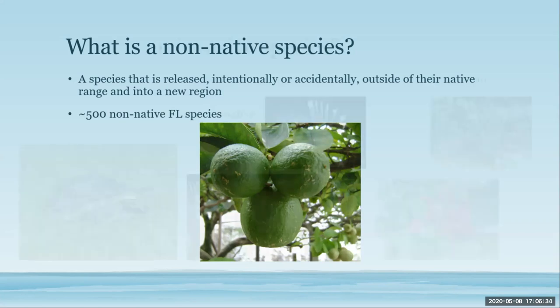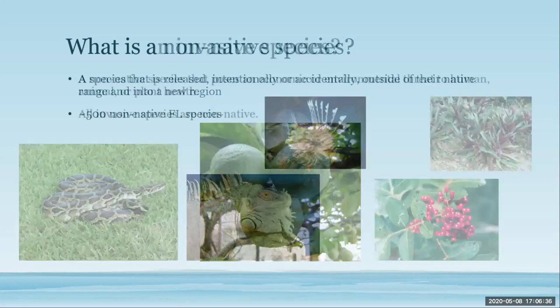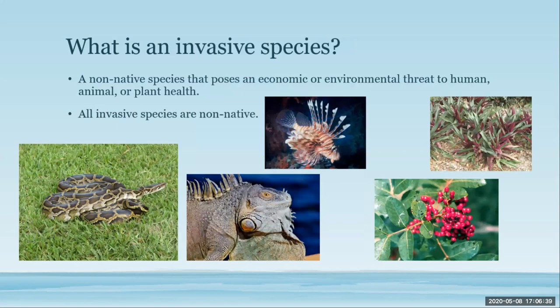But when they do pose some sort of economic or environmental threat to human, plant, or animal health, then they would be classified as invasive species. All invasive species are non-native, but not all non-native are necessarily invasive. In these examples we have here, these are all invasive species. We have the Burmese python as the first image from the left. Following that is the iguana, and above it is the lionfish for which there's a presentation on. To the right is the oyster plant, and under that is the Brazilian pepper.